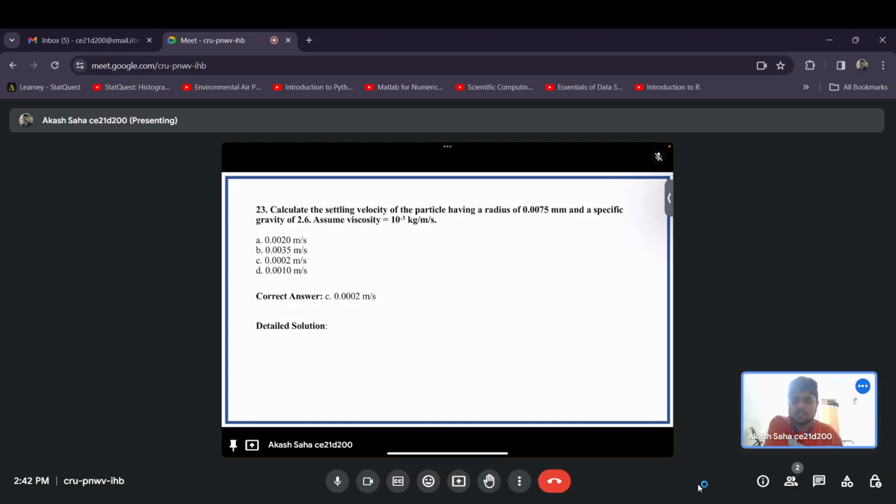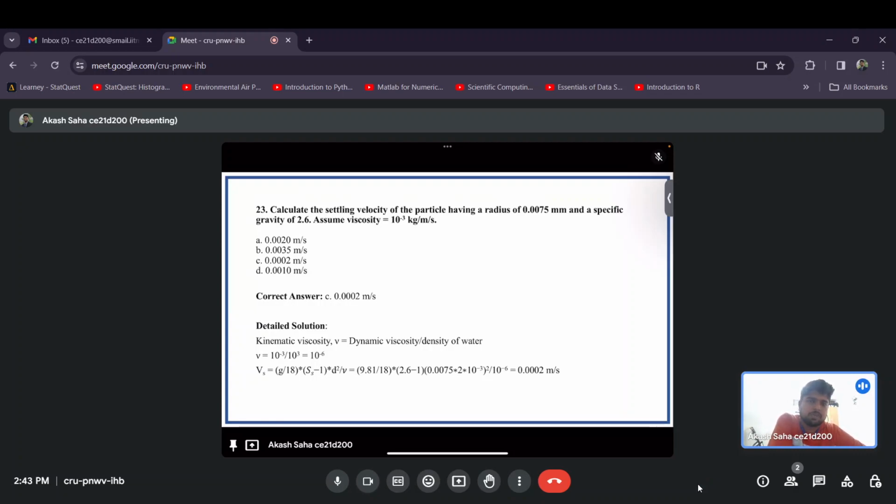First we can find out the kinematic viscosity, that is nothing but my viscosity divided by the density of water. So 10 to the power minus 3 divided by 10 to the power 3. So 10 to the power minus 6 is my kinematic viscosity. And then we will just input in the settling velocity formula, g by 18 into (Ss minus 1) into d square by nu. We will input all the values there and get the answer as 0.0002 meter per second.